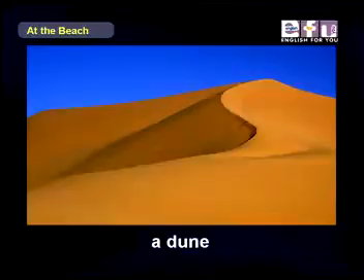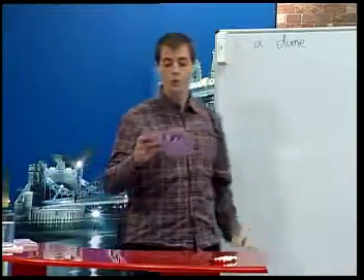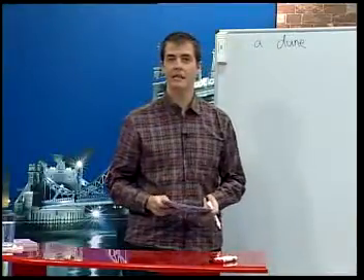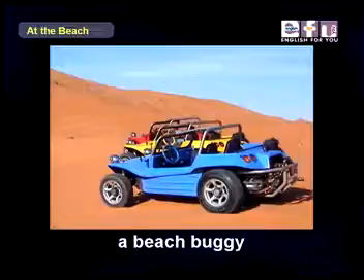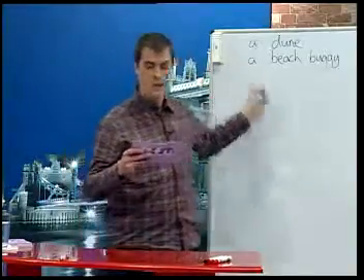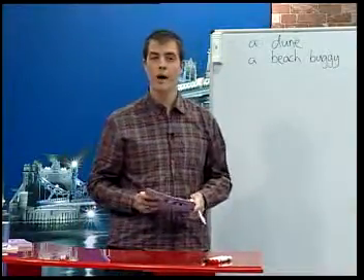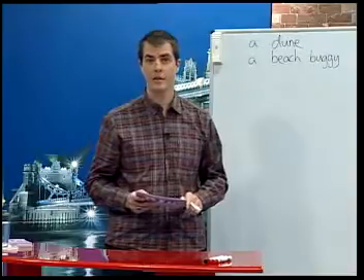Okay, we have a dune. A dune is a hill made of sand near a beach. A beach buggy. A beach buggy is a vehicle you can drive across the sand on the beach.